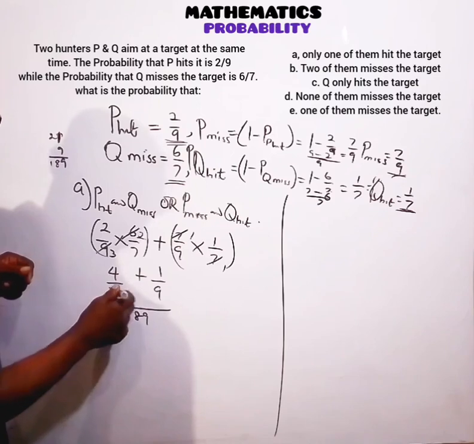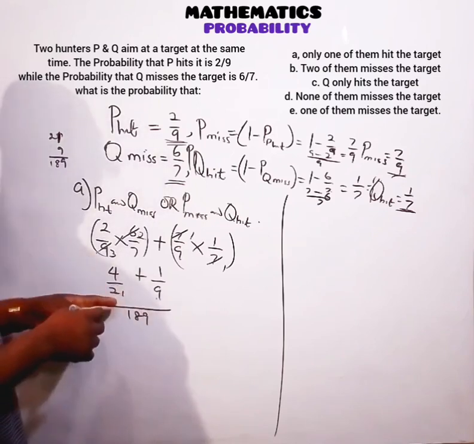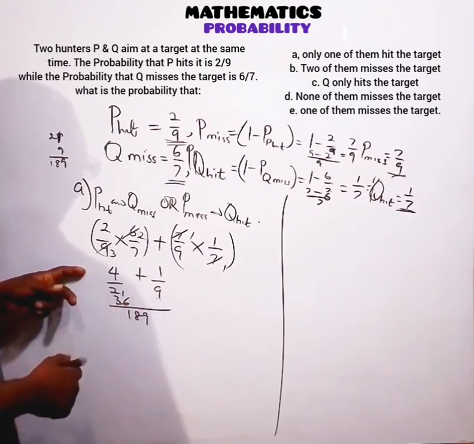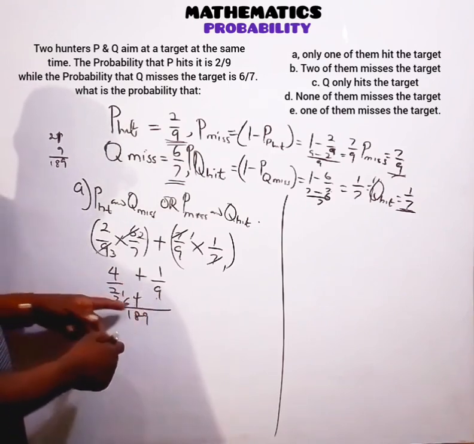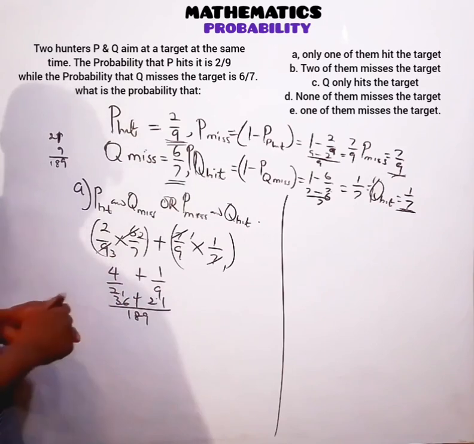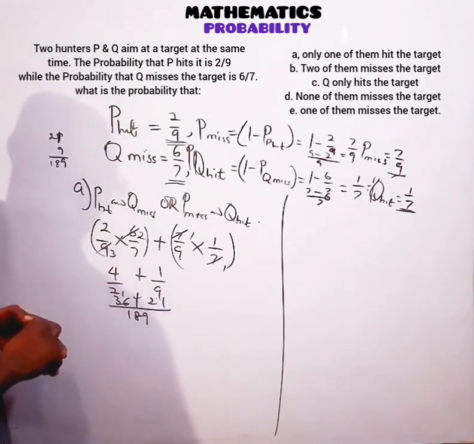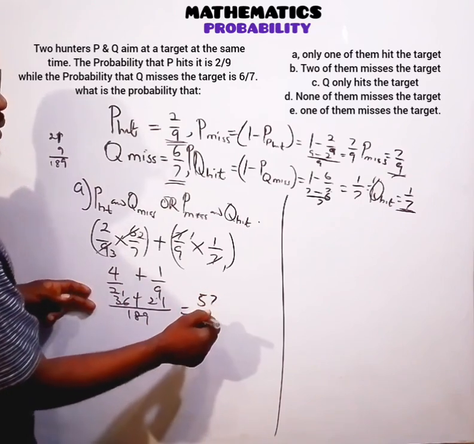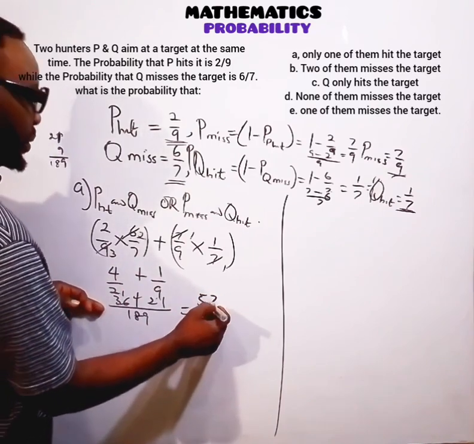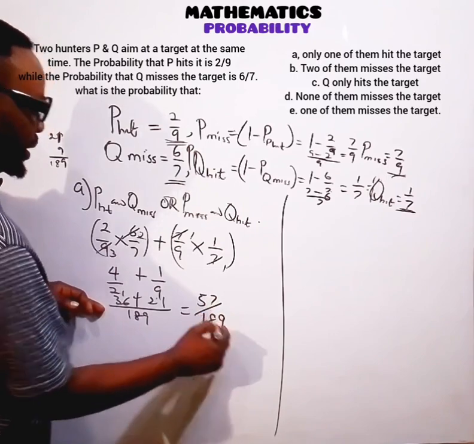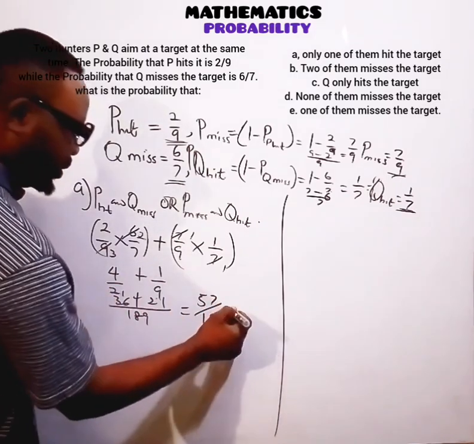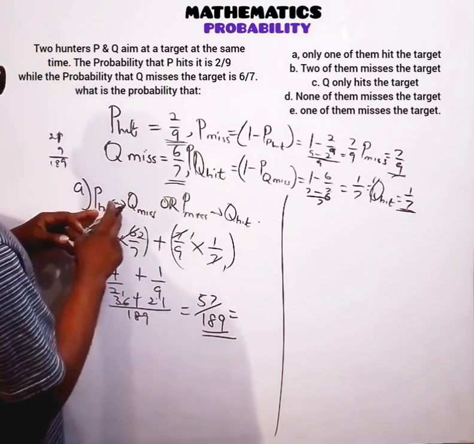189. 21 in 189, that's 9. 9 times 4, that is 36, plus 21 times 1, 21. That is going to be equal to 57, 57 all over 189. That is the probability that only one of them hits the target.